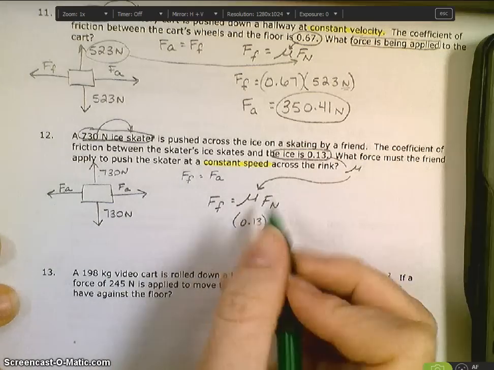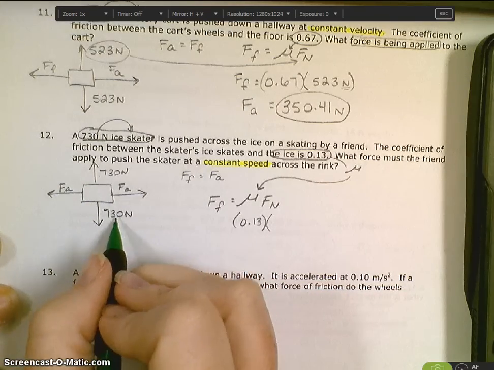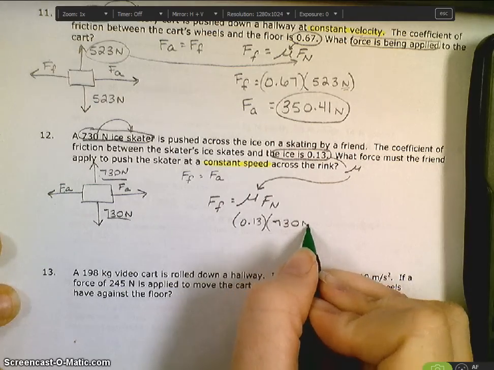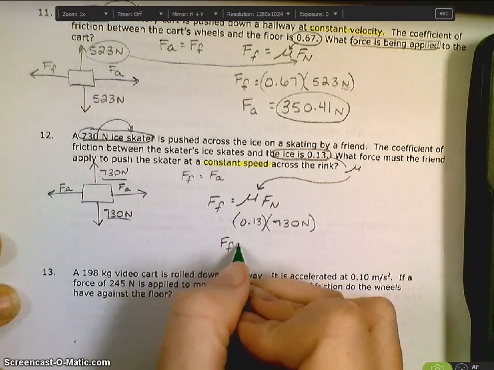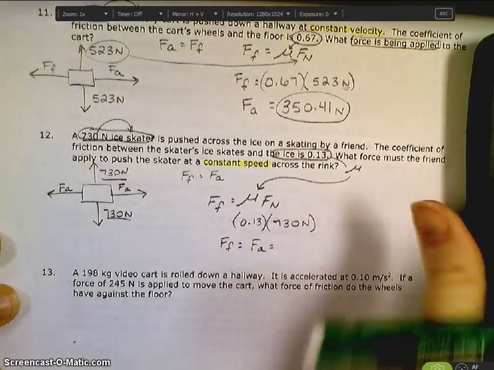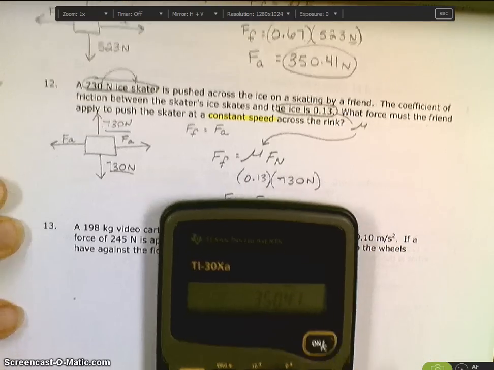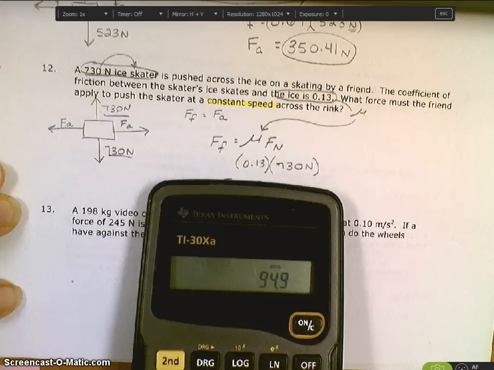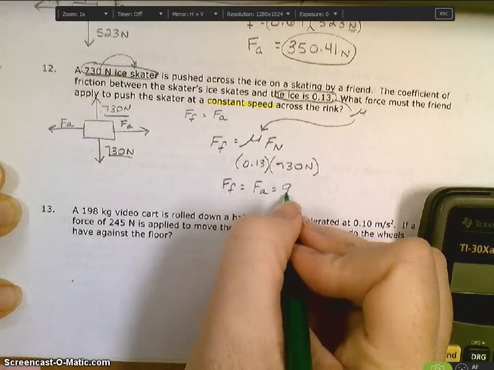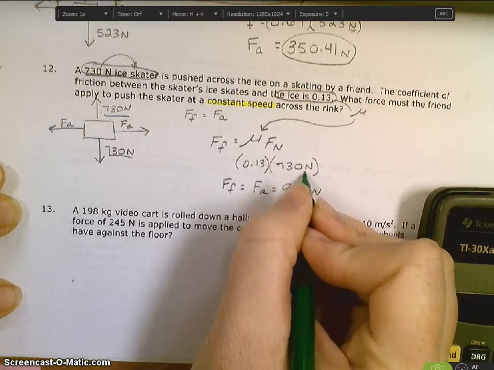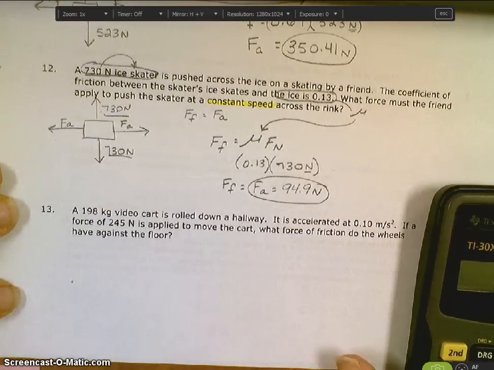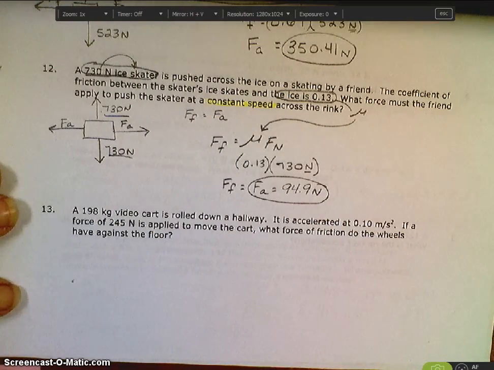See that ice very close to a zero coefficient of friction. Normal force, same thing as weight force. Plug this into my calculator. And I get 94.9. Again, my unit is newtons. Those are the constant velocity problems on the review.